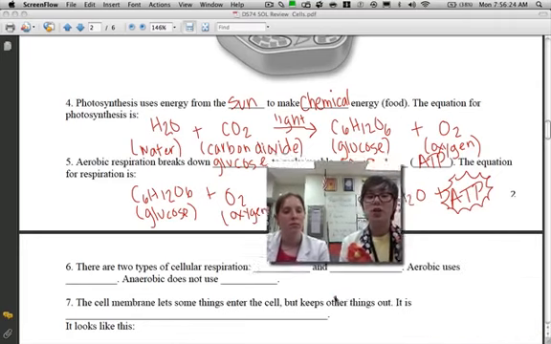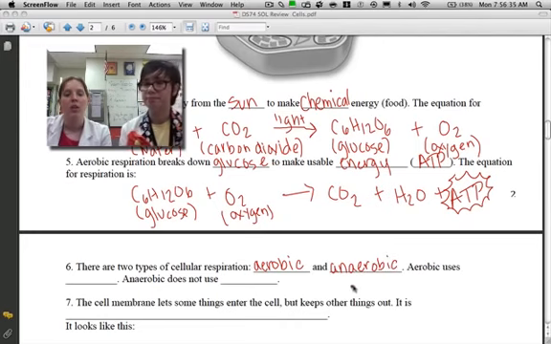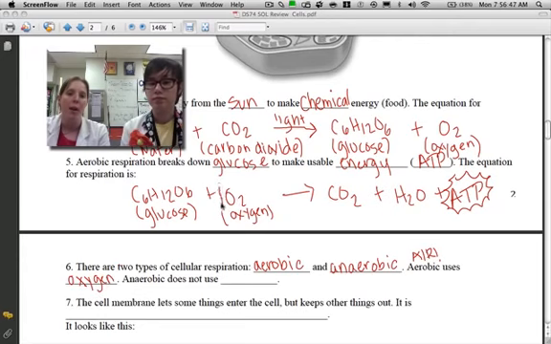All right, let's jump down and look at number 6. There are 2 types of cellular respiration: aerobic and anaerobic. And those words sound very familiar. So what's the difference between them? Aerobic kind of sounds like air, right? And that's because aerobic respiration uses oxygen. You have to have oxygen for it to happen. And if you look back up at the equation we wrote, here's our oxygen. Anaerobic, on the other hand, does not use oxygen. And you can remember that the N in anaerobic is for no.